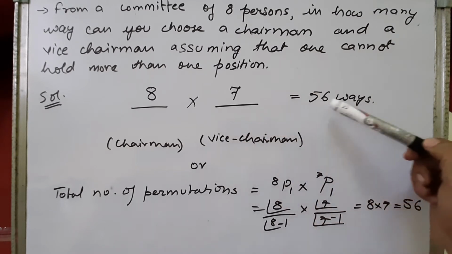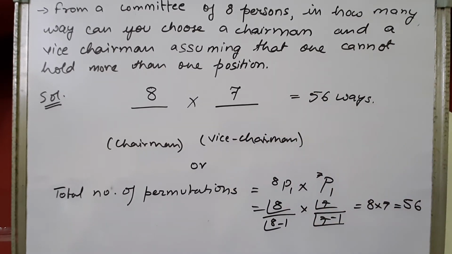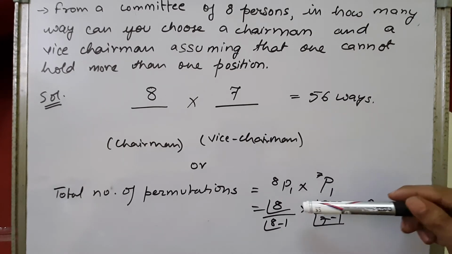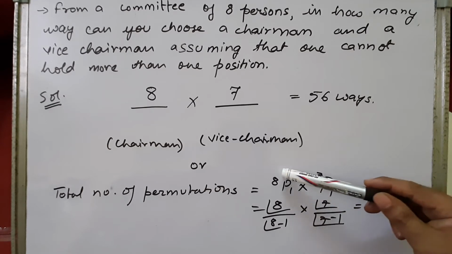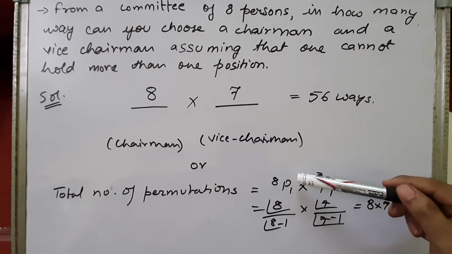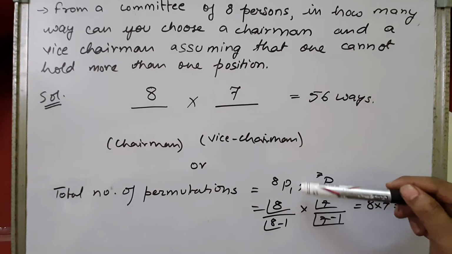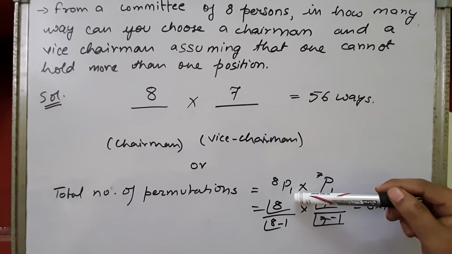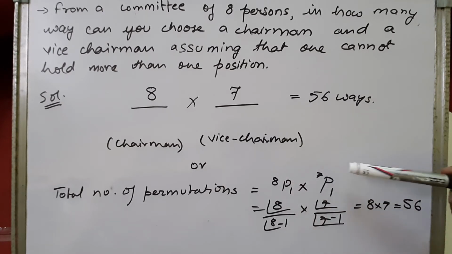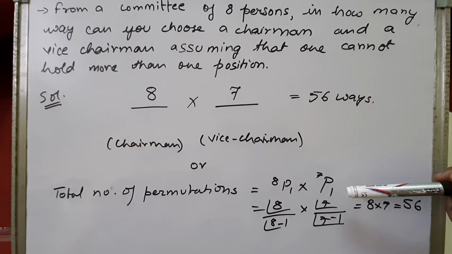So 8 7s are 56, the total number of permutations for the posts of chairman and vice chairman from a group of 8 people. This can also be done in this way: the total number of permutations will be, for the chairman post, 8P1. Any of the 8 people can be a chairman, so 1 person could be the chairman. So 8P1.